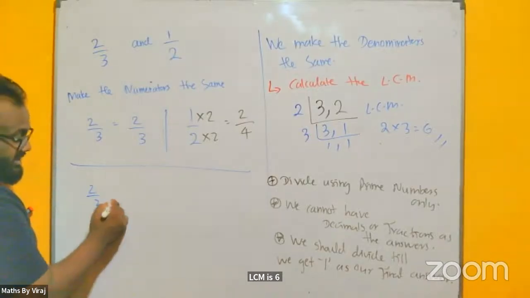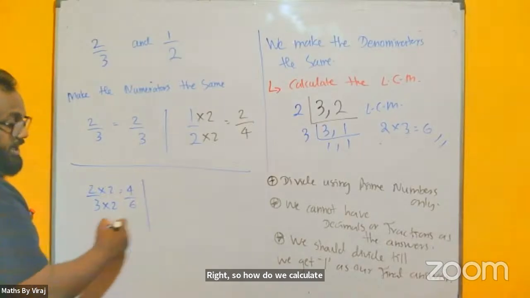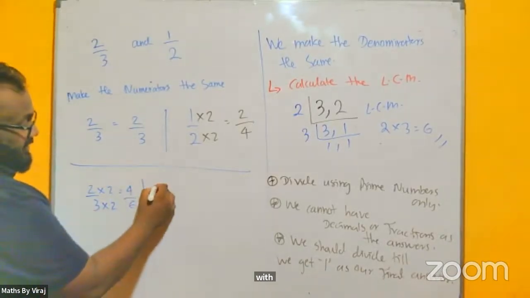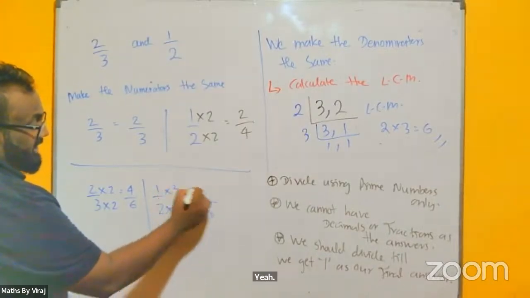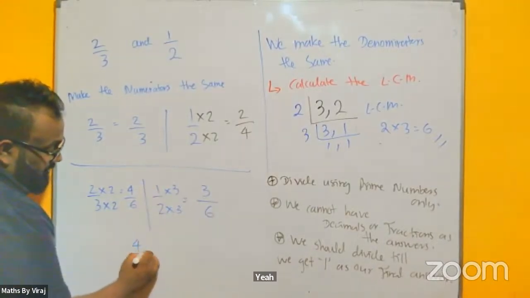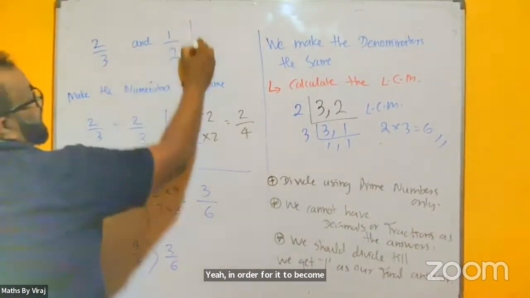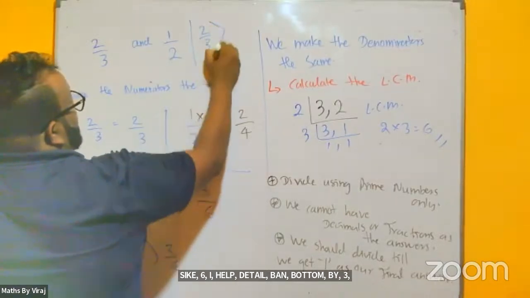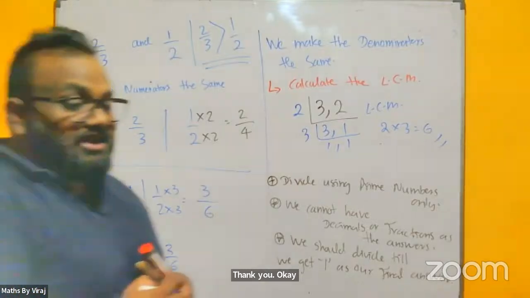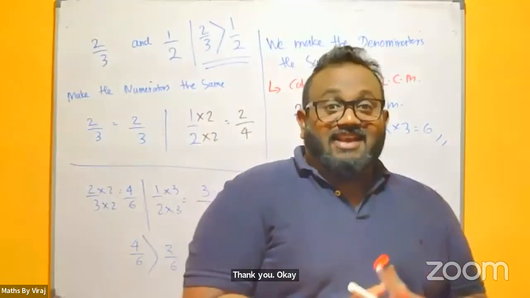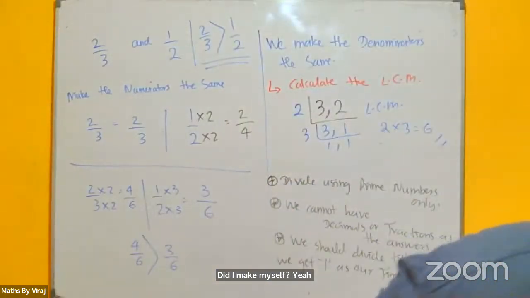Right. So how do we calculate with the LCM? Say, 2 upon 3. I need to convert this denominator to 6, so I multiply top and bottom by 2. Here, for 1 over 2 to become 6, I multiply top and bottom by 3. What do I have now? 4 upon 6, 3 upon 6. Again, 2 upon 3 is greater than 1 over 2. Did I make myself clear, children? Yes or no? Okay, good. Take this down, guys, please. Fast.